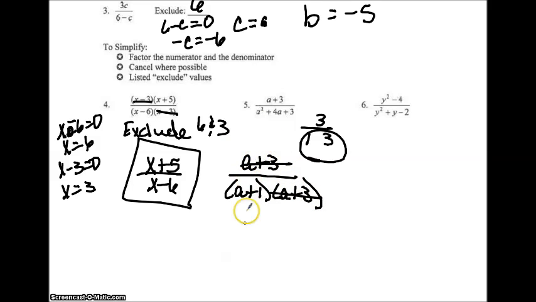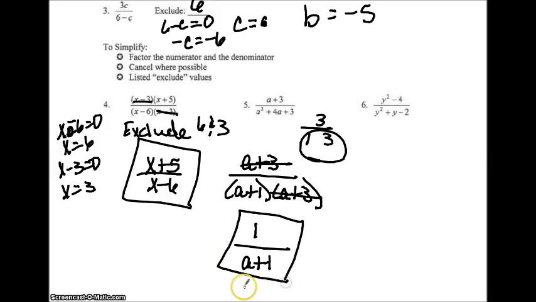There's nothing in the top, but you can't leave it empty. So we have a 1 on the top, and we have an a plus 1 on the bottom. So there's your simplify. But don't forget to do your exclude, because you got to answer that part too. Look at the denominator. A plus 1 means you exclude negative 1. And a plus 3 means you exclude negative 3. Because if you said a plus 1 equals 0, you would subtract 1. A plus 3 equals 0, you would subtract 3.